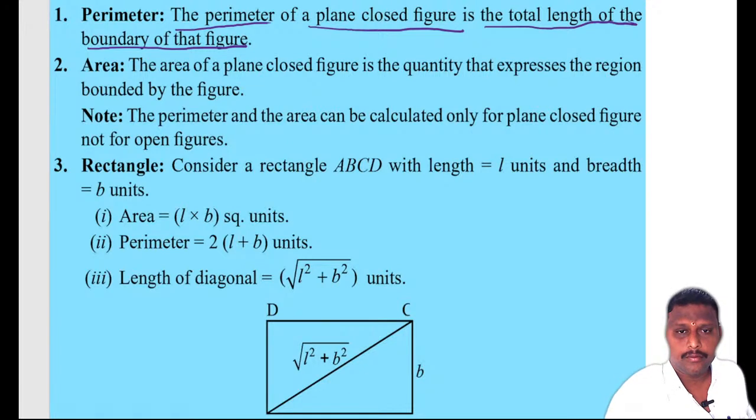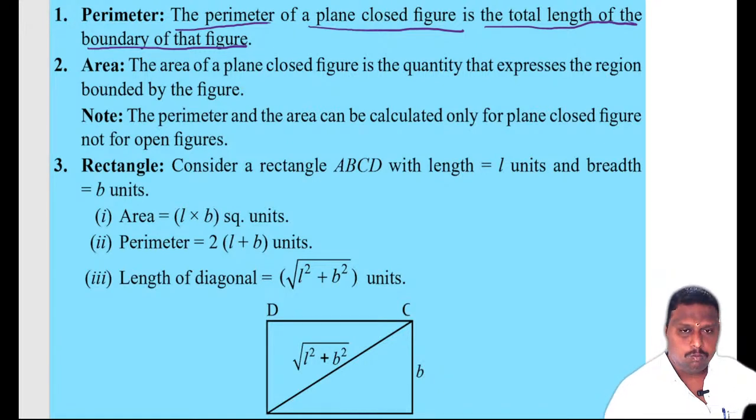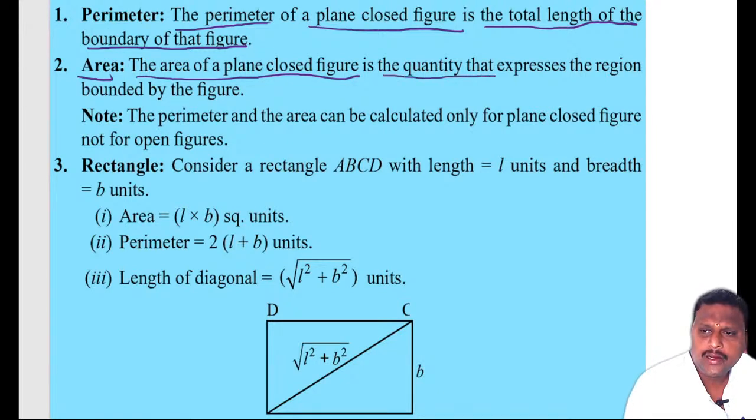The next, what is perimeter? The perimeter of a plane closed figure is the total length of the boundary of that figure. Next, come to area. The area of a plane closed figure is the quantity that expresses the region bounded by the figure.